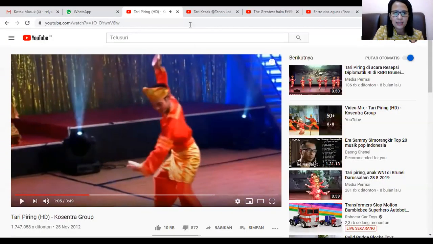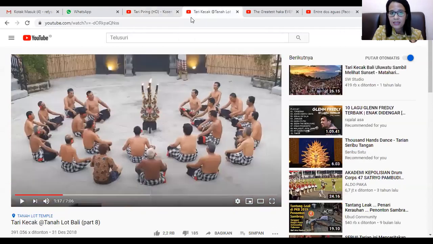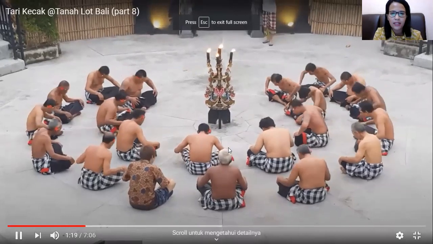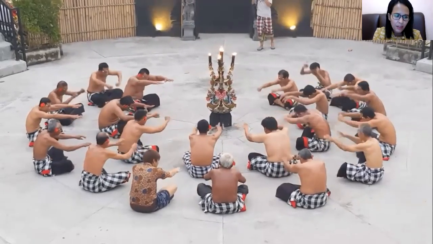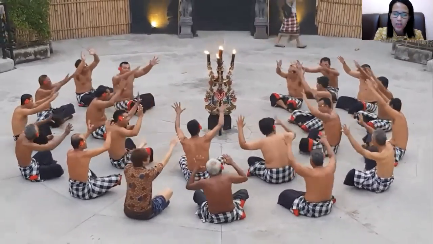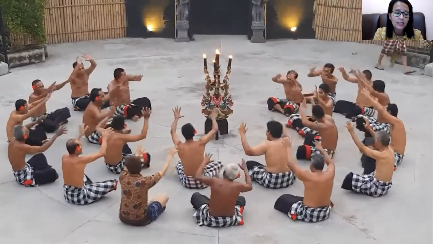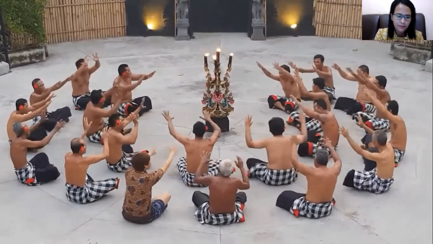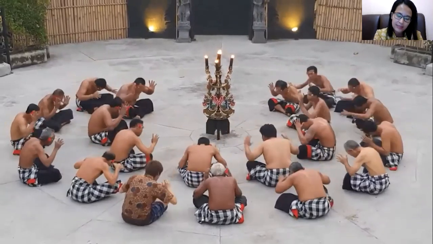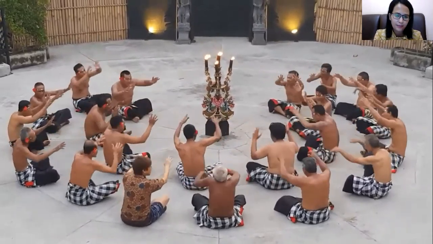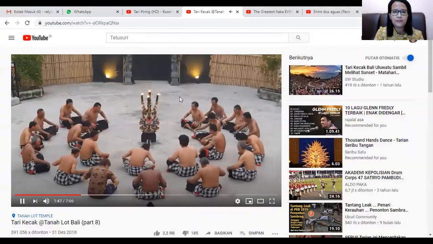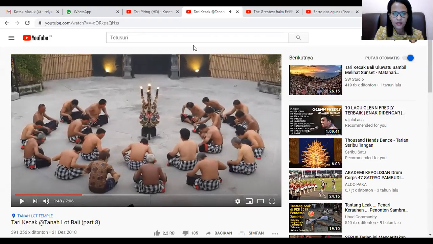That's the second dance. Now let's move to kecak dance. It is from Bali. First, they move their bodies rhythmically to the left and to the right, chanting the words "Kecak, kecak, kecak."